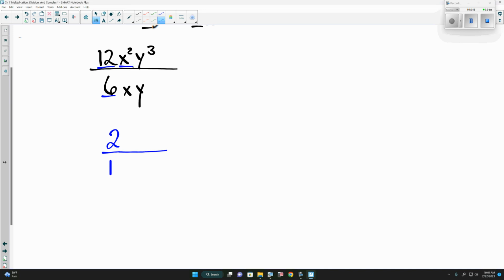Now the next thing we have is x squared over x. Whenever we are dividing like bases, we subtract the exponents. The exponent in the denominator is 1. So 2 minus 1 is, and was it bigger on top or bottom? Top has a 2. What's bigger on top? Or we're removing 1 x from top and bottom, because that's how many we had in common.